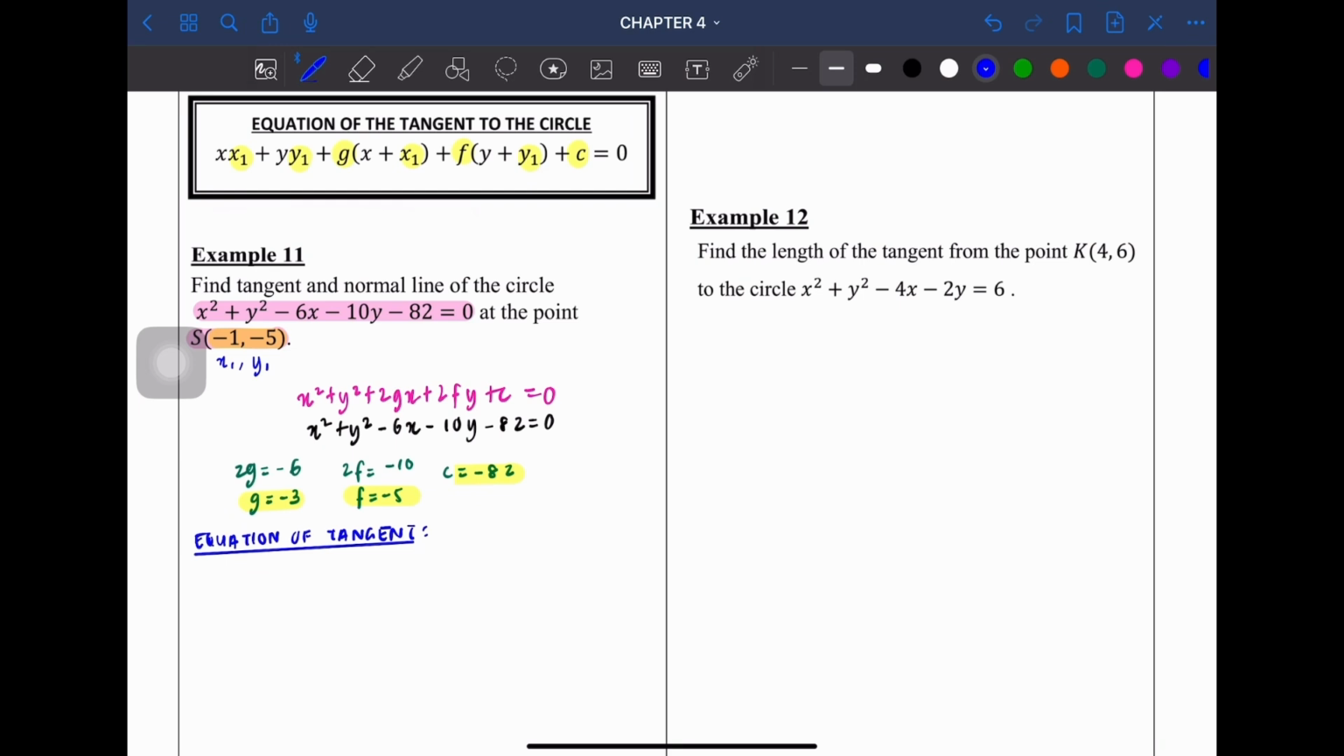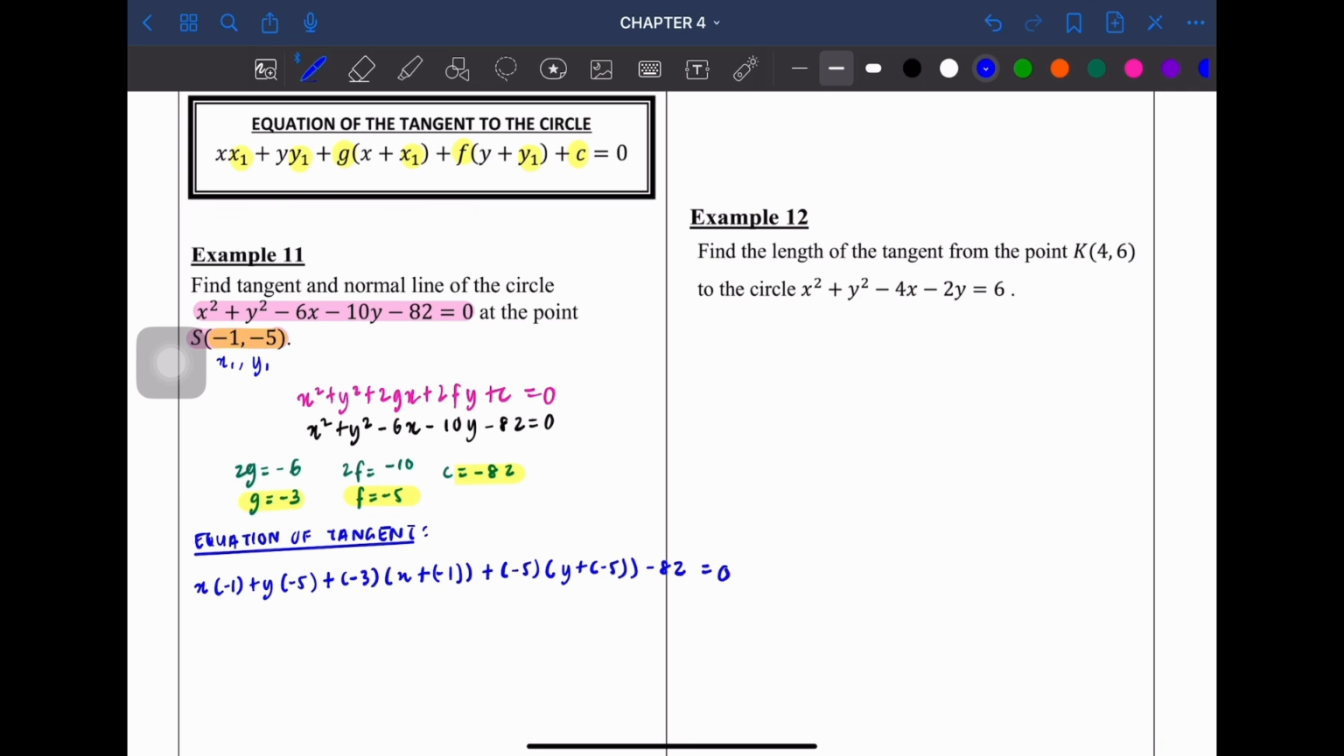Okay, so now we substitute into the formula. So x multiply x1, which is negative 1, plus y multiply y1, negative 5, plus g, which is negative 3, multiply x plus negative 1, negative 1. Let me put a bracket over here. And then plus f, your f is negative 5, y plus y1, your y1 is negative 5, and then plus c, so minus 82 equal to 0.